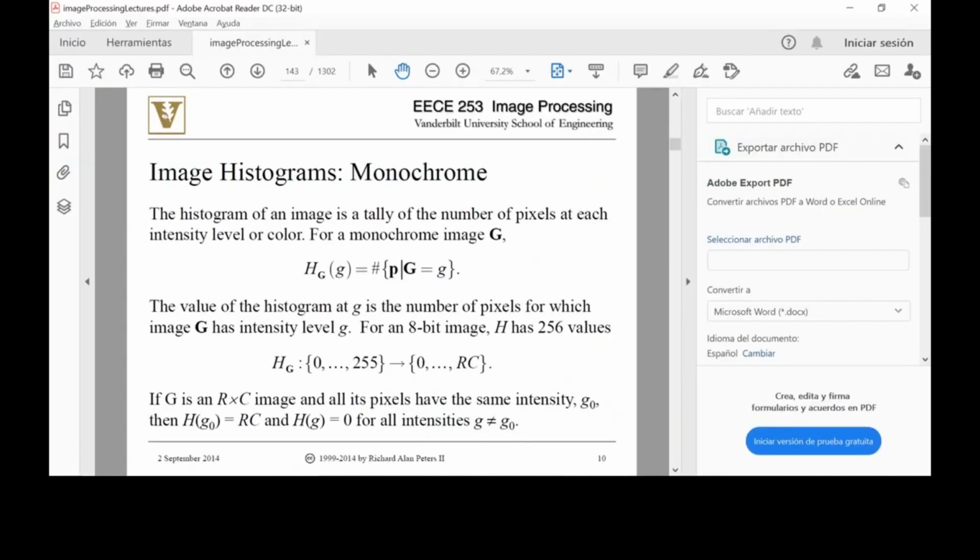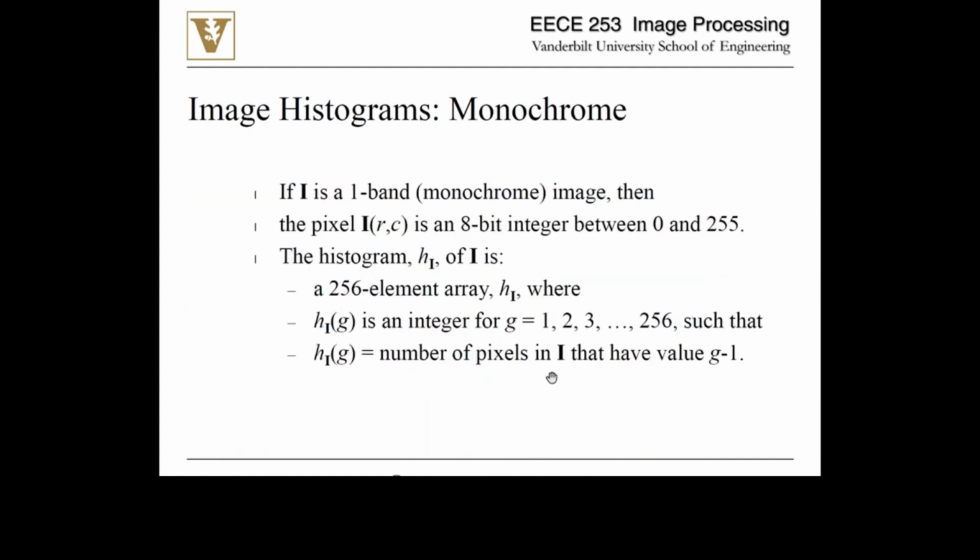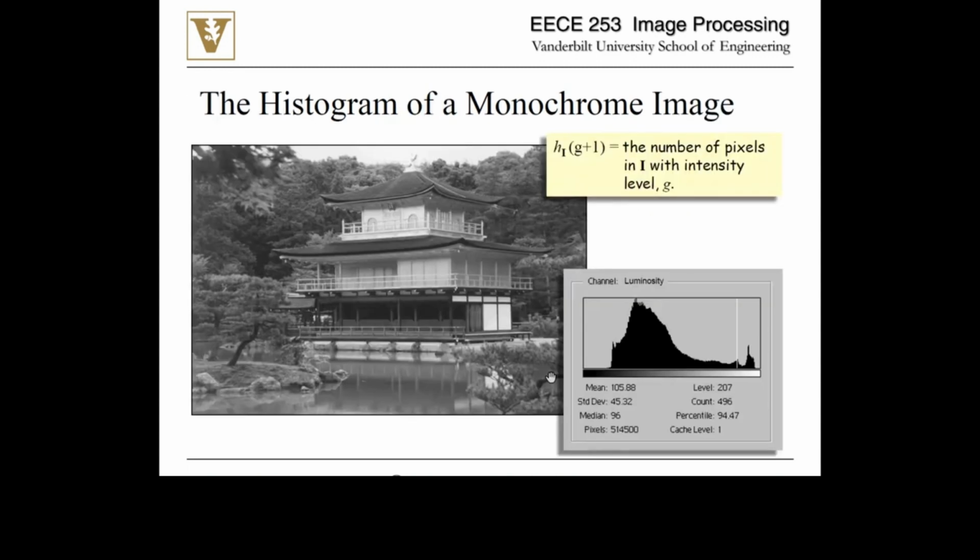Okay, so let's go back to this. This is what we have here. The histogram of a gray image is something that takes a gray value and returns a number between 1 and RC. And this is the same. There is nothing new here.